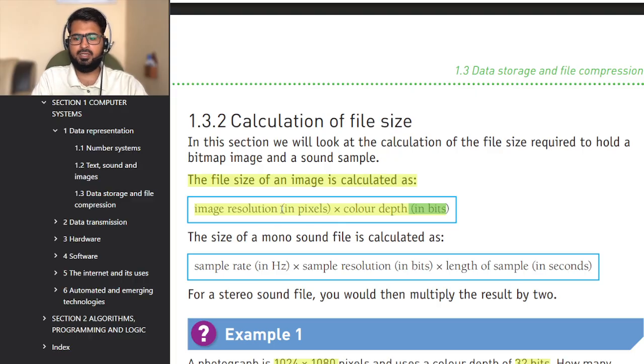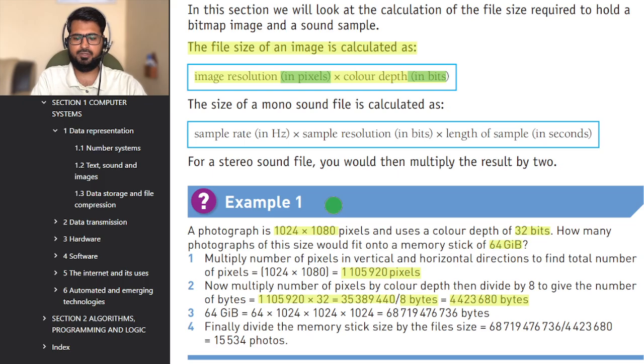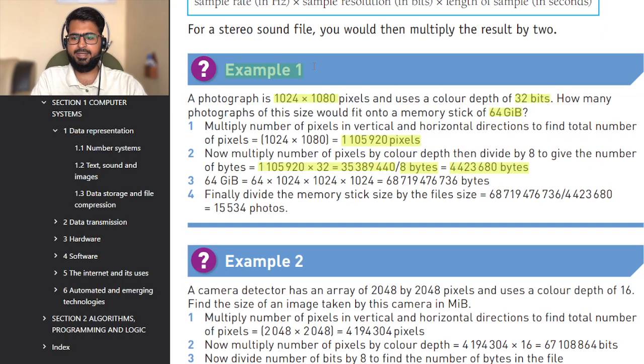And the examiner is going to give you the image resolution in pixels. So let's take example one. The examiner gives you the pixels, right? We need to multiply them to get the total number of pixels. Your book says a photographer is taking an image of that many pixels and uses 32 bits of color depth. How many photographs of this size would fit into a memory stick of 64 GB?